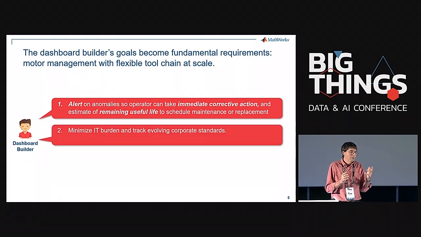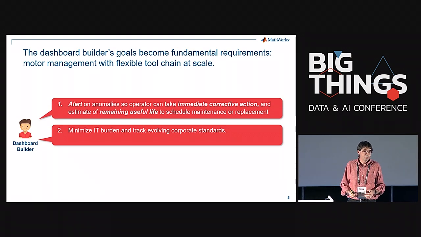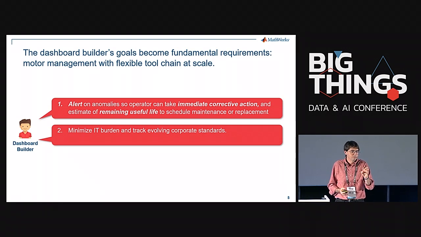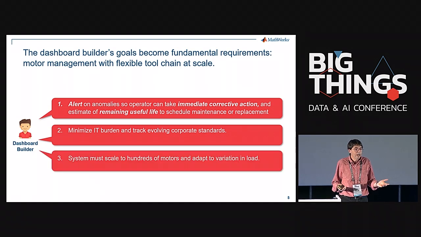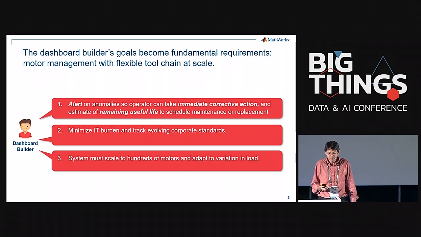Because this was a pilot project, we couldn't really come to them and say, you have to spend a lot of money on IT hardware before you can do anything. So we needed to minimize the burden on the IT people. And the corporate standards for cloud-based tools were changing, or could at least change, during the project. So we had to be able to track those relatively effectively as well. And finally, the system was planned to scale out. So whatever we did had to be built in a way that we could eventually scale it out.